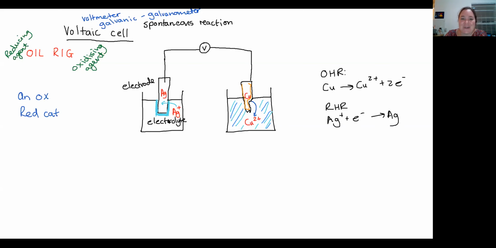All right. So the way that I view this is our easiest way to know which electrode is which. We give special names to our electrodes, and we call the anode the electrode where oxidation occurs. So you can basically say oxidation occurs at the anode, and reduction occurs at the cathode.